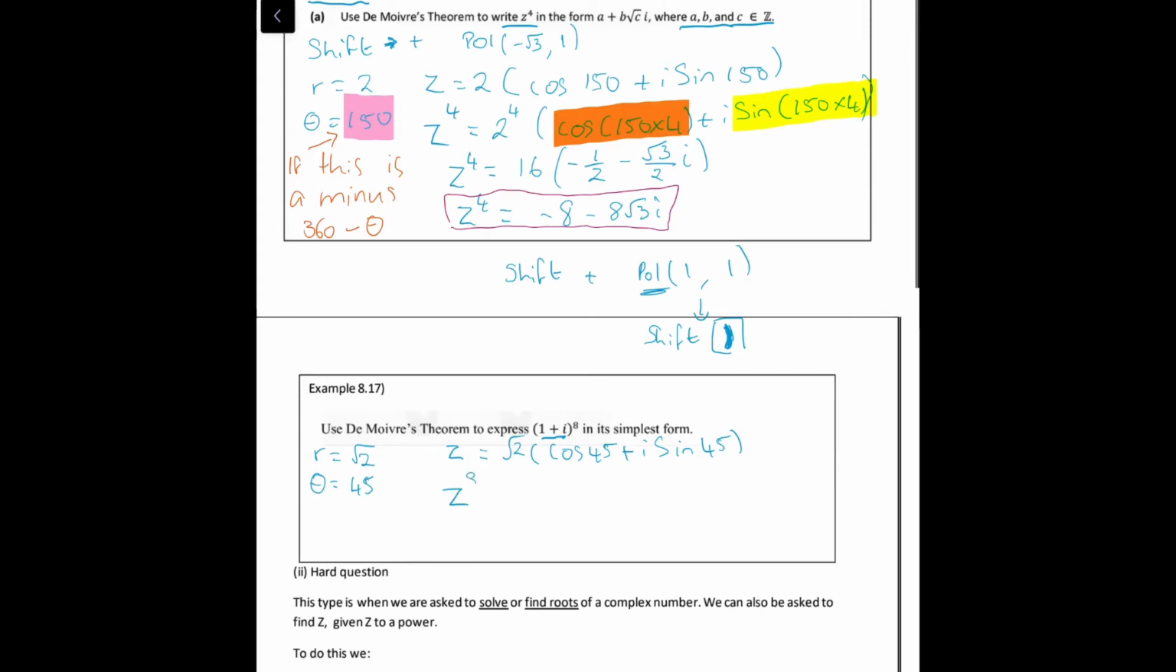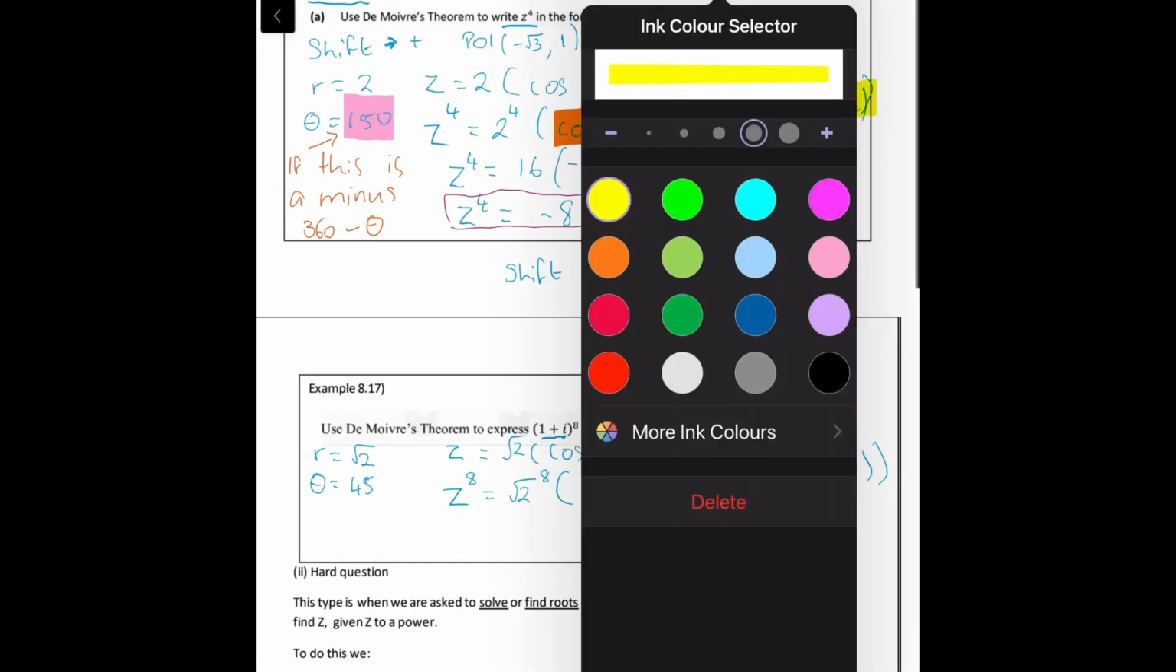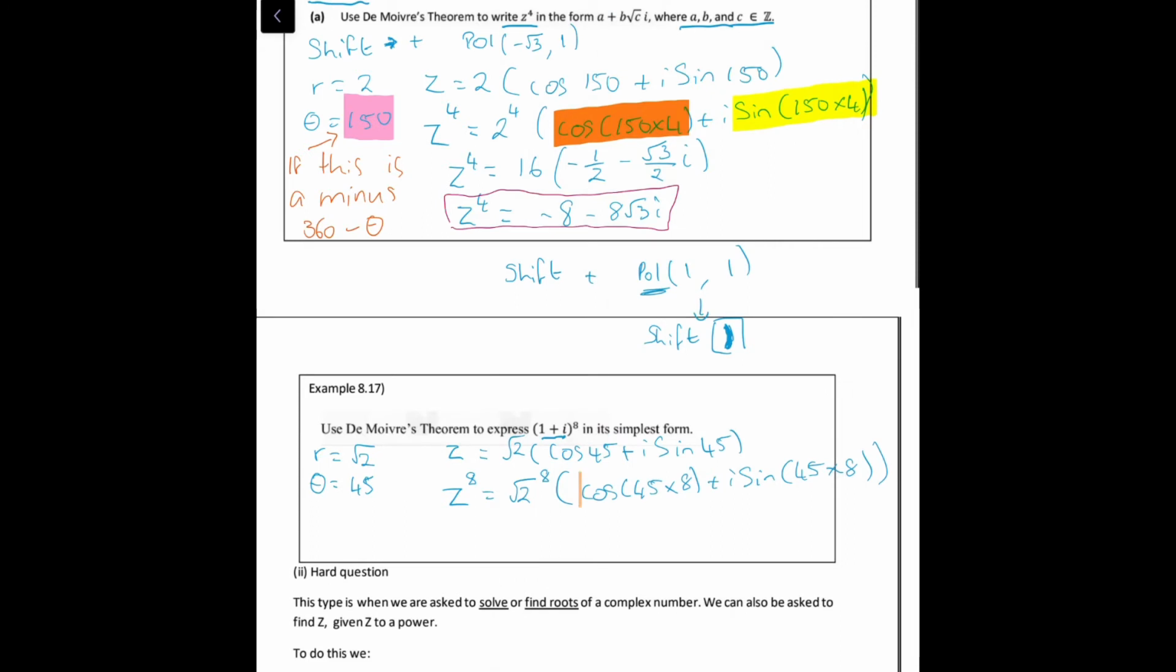Now, I know they want that to the power of 8, so I'm going to say that's root 2 to the power of 8, and that's cos 45 times 8 plus I sine 45 times 8. And again, what I'm doing in the calculator here is I'm putting this into the calculator first, and when I do that, I see that I'm getting 1. And then I'm going to put plus I, or if I want to do the I afterwards, that's fine.